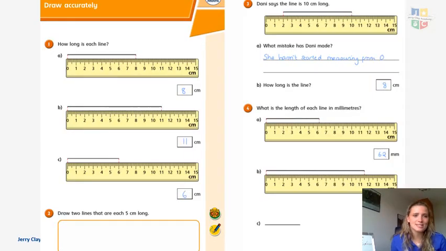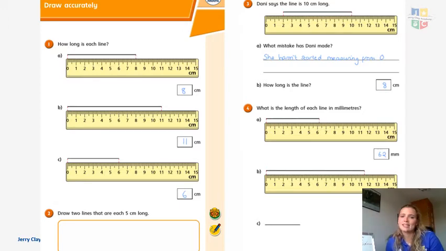So looking at the answers, we can see that number 1A is 8 centimetres, part B is 11 centimetres, and part C is 6 centimetres. So that was quite nice and easy because there was no millimetres. Now you should have drawn it precisely using your ruler to show 5 centimetres long. So remembering to start at the 0, not at the start of the ruler.